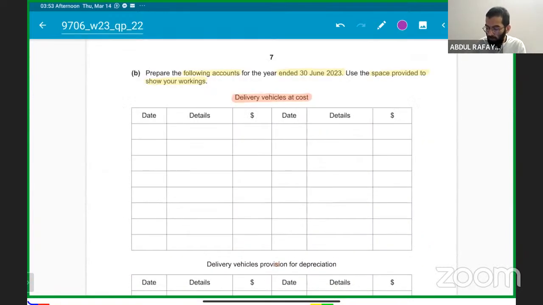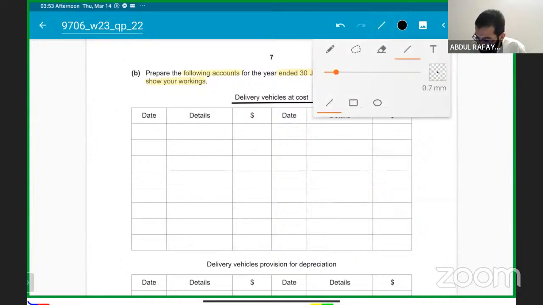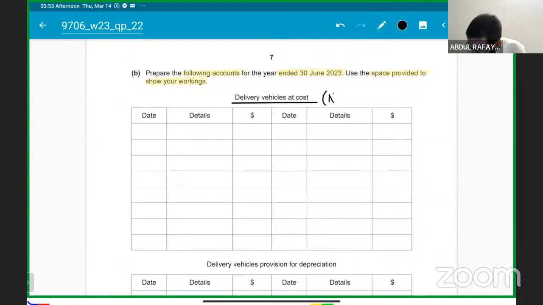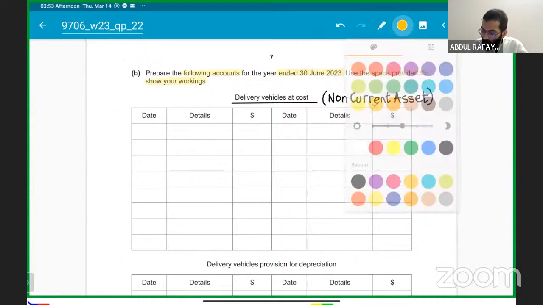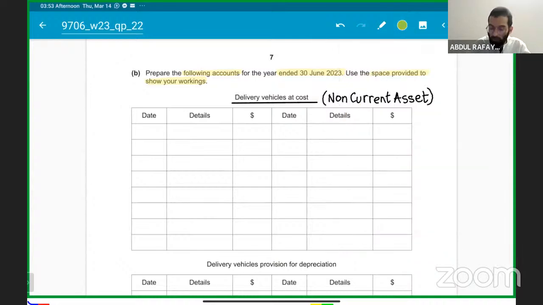So the first thing, sir, if we have to make the delivery vehicles cost account. This is basically an asset account, a non-current asset account. It is of debit nature and a non-current asset account. It is a permanent account as well. So we have to do it for the delivery vehicles. Understanding? Any questions? Let me know. So we have to make the cost account.